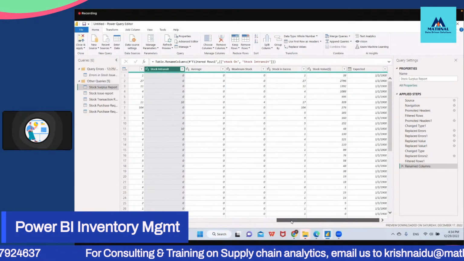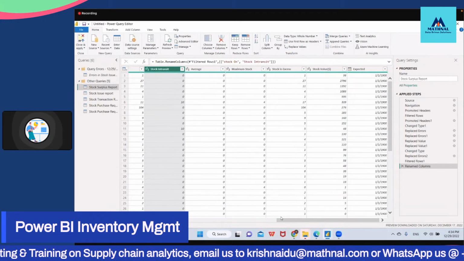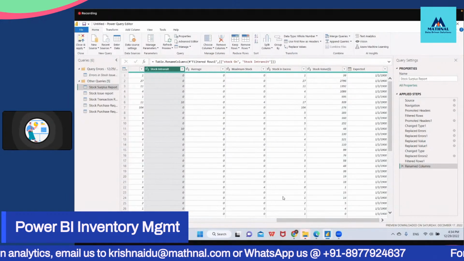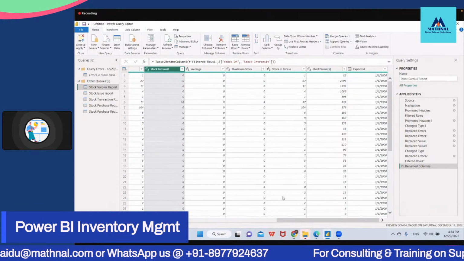Now the stock value. How much stock excess you have? Suppose stock in excess is 7. Stock in excess is what? In terms of volume. 7 in terms of volume. Right? Okay. Now in terms of value.